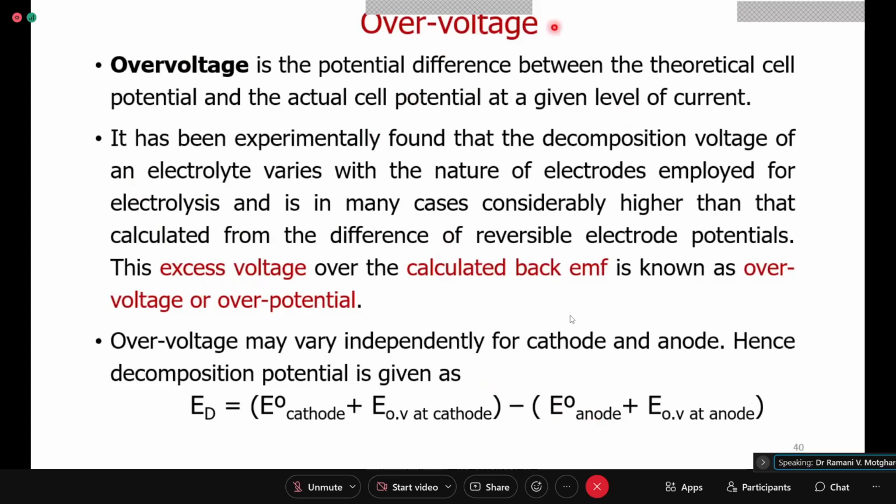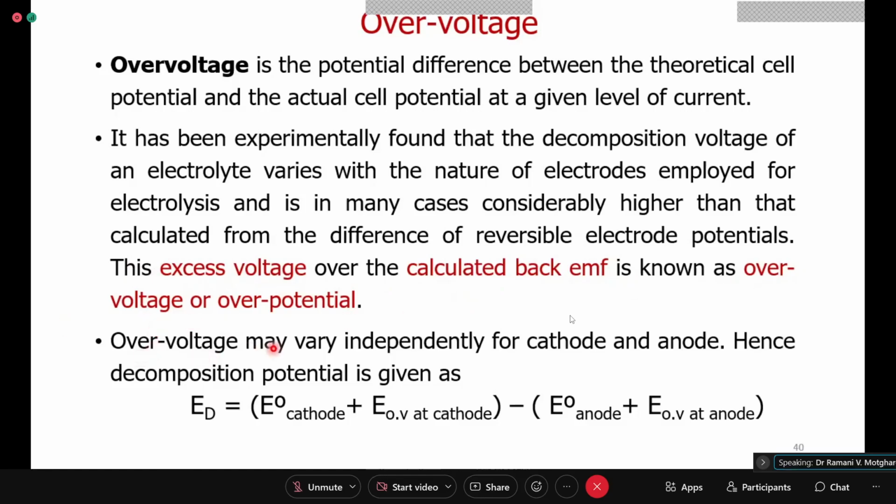This is the most important part. What is over voltage? Over voltage is the potential difference between the theoretical cell potential and the actual cell potential at a given level of current. It has been experimentally found that the decomposition voltage of an electrolyte varies with the nature of the electrodes employed for electrolysis and is in many cases considerably higher than that calculated from the difference of reversible electrode potentials. This excess voltage over the calculated back EMF is known as over voltage or over potential.